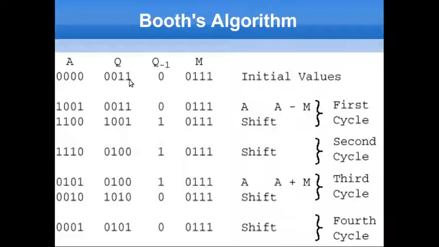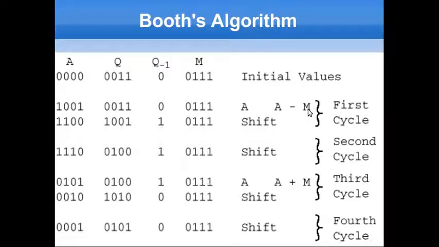We notice that as per the initial values, the least significant bit of Q is 1 and the least significant bit of Q minus 1 is 0. So we are going to perform a subtraction as per the conditions. And we will be subtracting from A the 2's complement value. We will be subtracting from A M and saving that value in the A column.